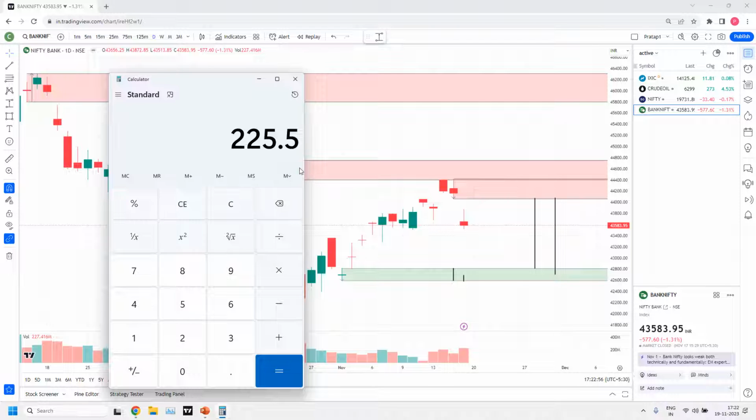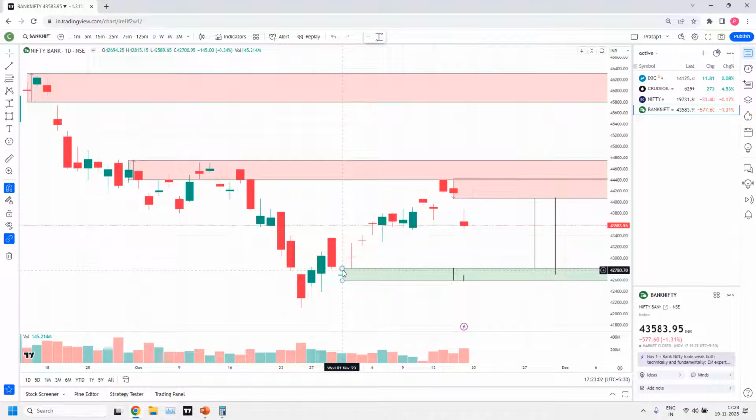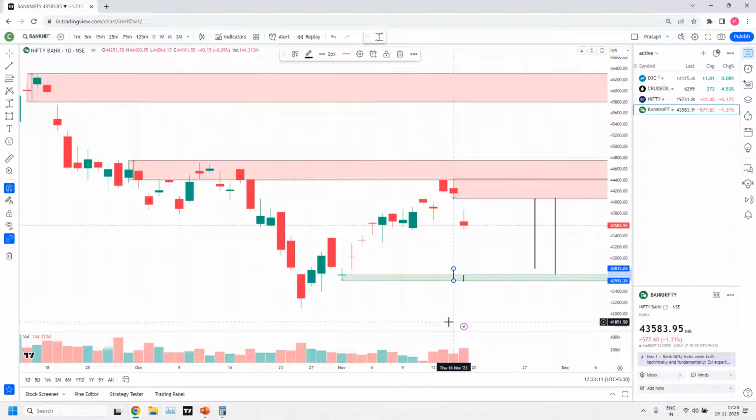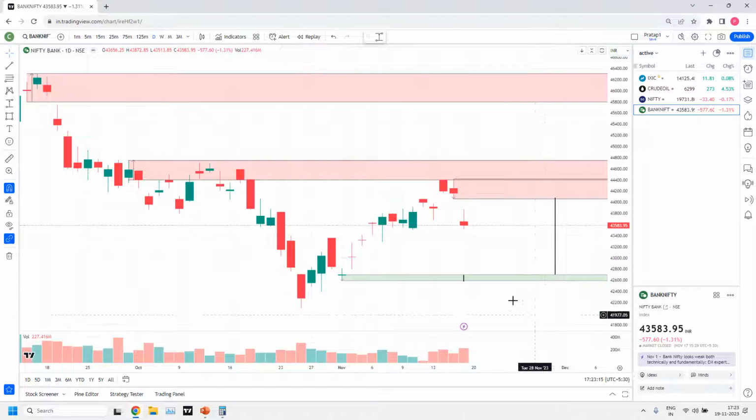Assume you cannot bear this risk. Then what do we have to do? We should go for type 2 entry. What is type 2 entry? Let us reduce. Let me delete this first trend line and also this. So this is the risk and reward now, if you are going for this kind.